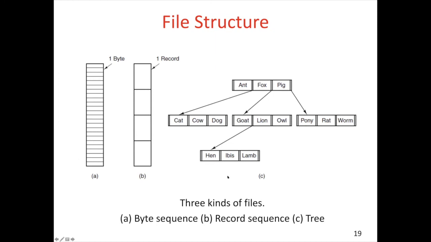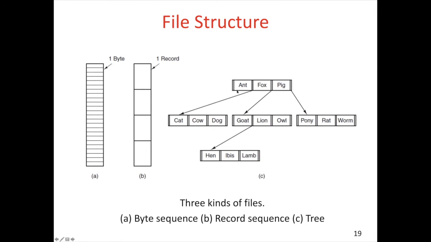Three kinds of files are given in this figure. In A, byte sequence is shown. In B, we have record sequences. Each record is made of fixed number of bytes, and this is a tree structure.